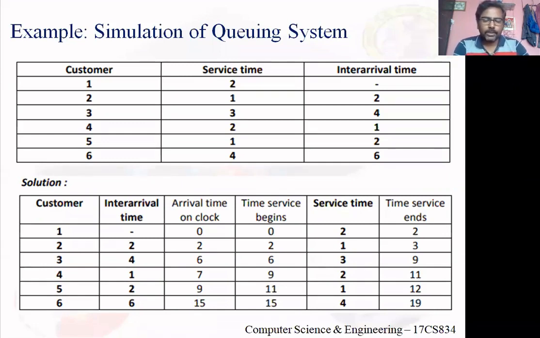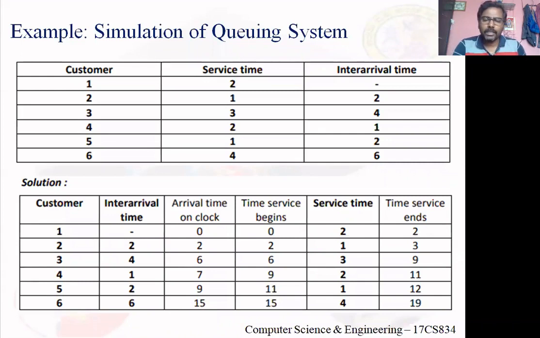So what is the time spent by the ith customer in a system? The time from his arrival, got it, to the time his service ends. So assume that I have not included that column. I could have included that column, time spent in a system.